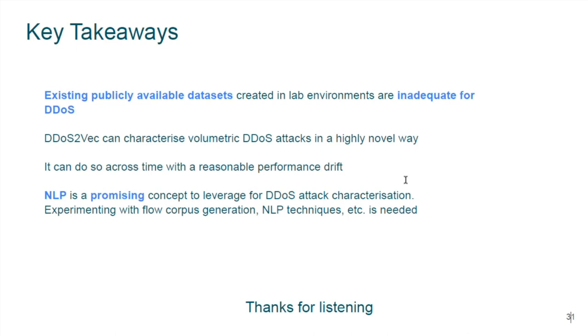Since you started exploring the NLP domain, a slightly tangential question: do you see the generative part of NLP being helpful towards creating these data sets in a simulated manner? Thank you for the question. If I understood, you are asking about the use of generative AI for this problem, or generating the data sets that you were talking about.